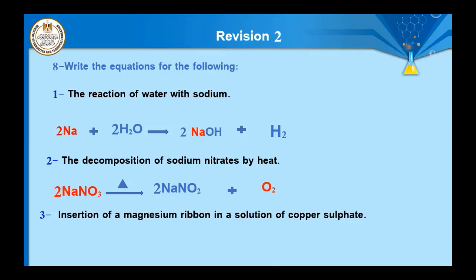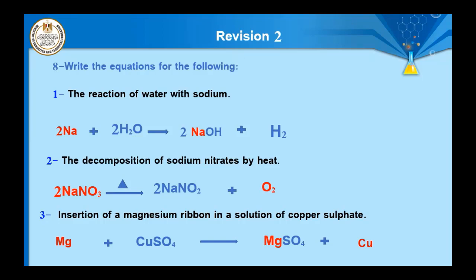Number three, insertion of magnesium ribbon in a solution of copper sulfate. Yes, it is a type of simple substitution reaction, as magnesium replaces copper, as it is more active than copper in the chemical activity series. Magnesium can be represented by its symbol, capital Mg, plus copper sulfate, CuSO4. Magnesium combines with the sulfate group to form magnesium sulfate, and the copper red precipitate is formed. This chemical reaction is a simple substitution reaction.